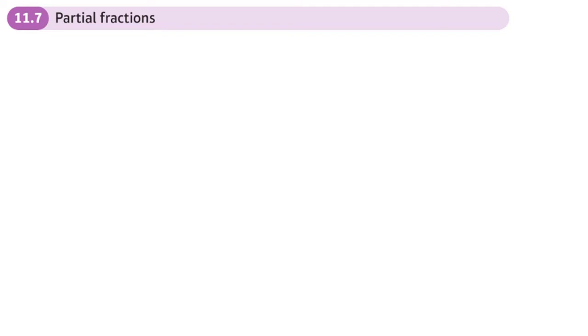This is the 7th section of the integration chapter, and here we look at partial fractions. So basically all this is using the method of partial fractions from chapter 1 to write an algebraic fraction in a form that we can integrate.